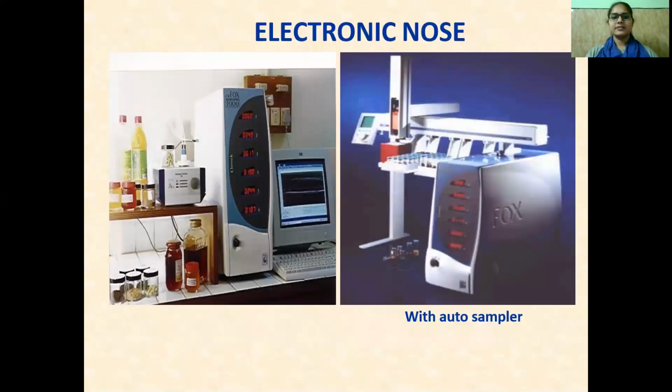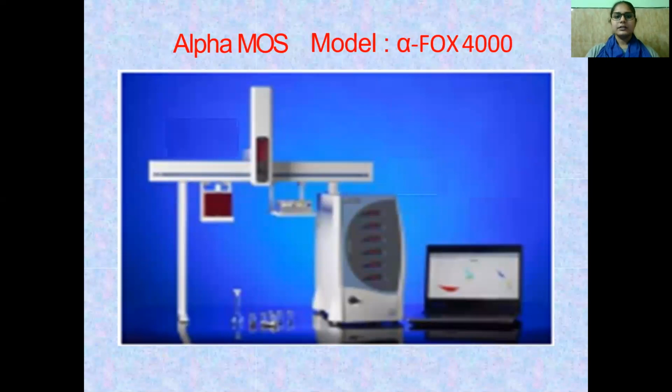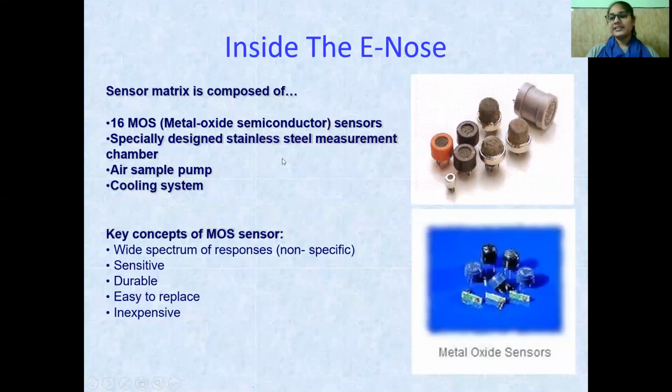Next, this is the image of the electronic nose which we are using in our industry, food industries basically. This is an Alpha MOS model. Then what is inside the electronic nose? The sensor matrix is composed of 16 metal oxide semiconductor sensors, a specially designed stainless steel measurement chamber, and an air sample pump and cooling system. So this all composes the sensor matrix.